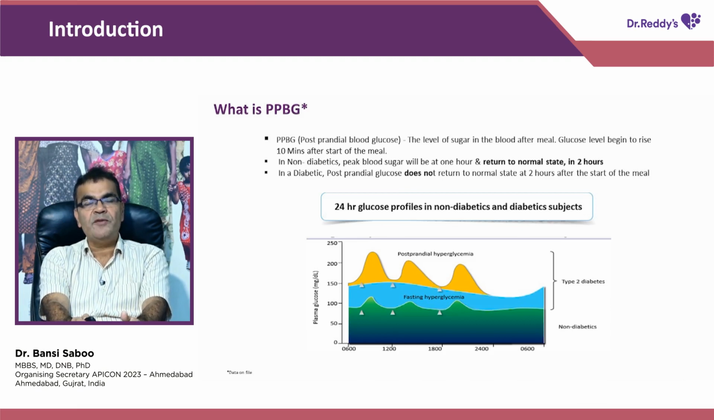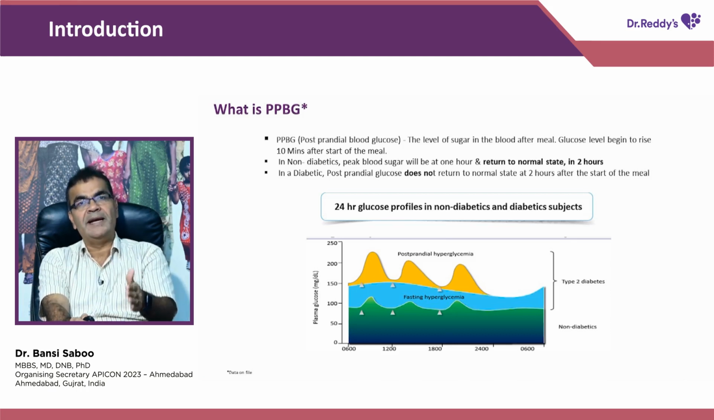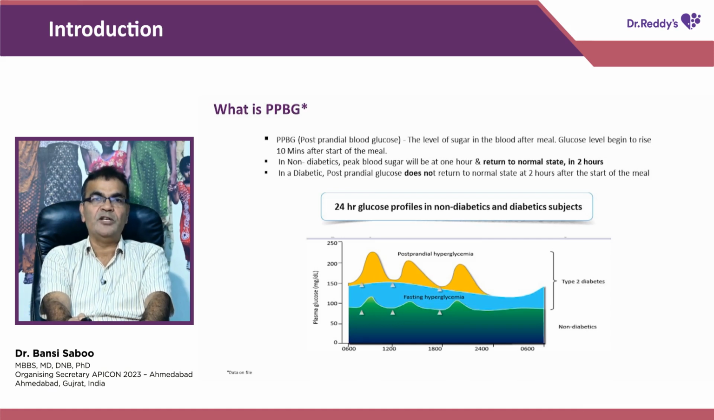If we see the 24-hour glucose profile in a non-diabetic and a diabetic subject, we will find that in a non-diabetic subject the peak may not be so high, but in a diabetic patient it will be very high, because there is already fasting hyperglycemia, a condition that leads to very high post-meal hyperglycemia.